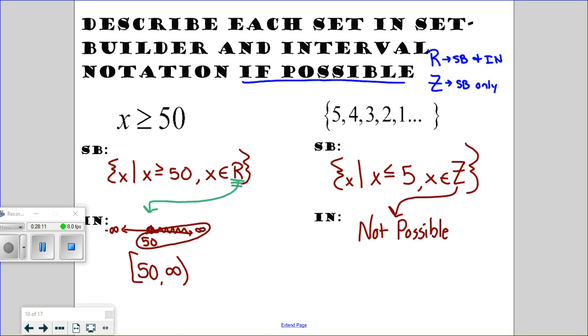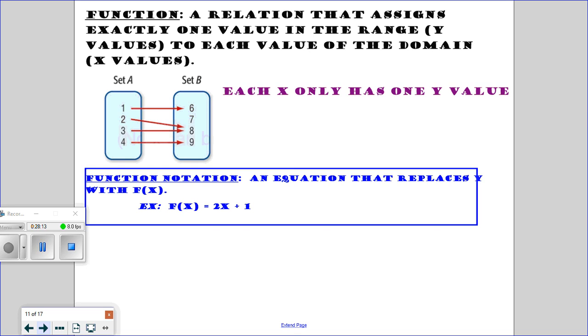All right. Now shifting gears a little bit. It's still about functions. This is a little bit of review. At some point over your math career, you have seen all of these individual pieces, kind of putting them all together. When is something a function? First of all, a function is a relation that assigns exactly one value in the range, which is your y values, to each value of the domain, which is your x values.